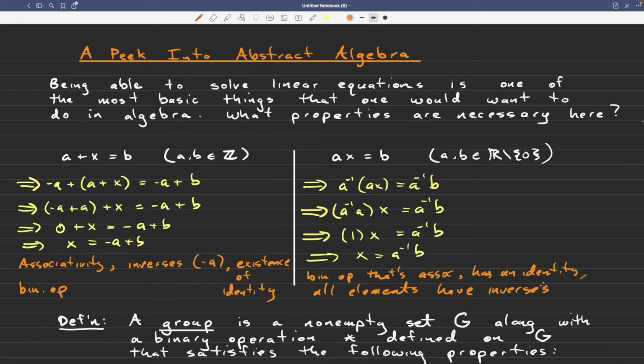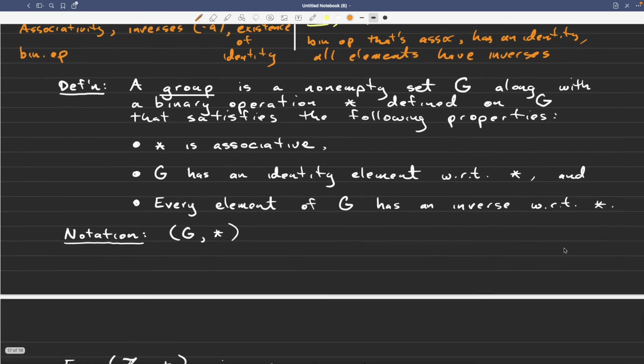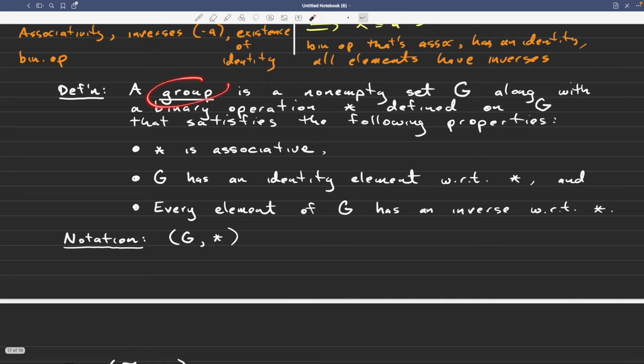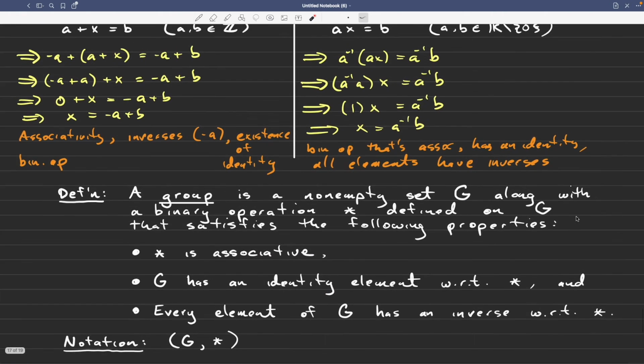Well, these properties, having a binary operation that's associative, an identity, and all the elements having inverses, are so important that we give things with those properties a special name. It's called a group. So a group is just any old non-empty set G along with a binary operation star defined on that set that satisfies the following properties. Associativity, you've got an identity element, and every element has an inverse. That's exactly what you need to solve a linear equation.